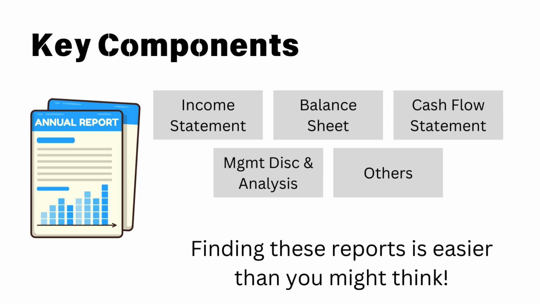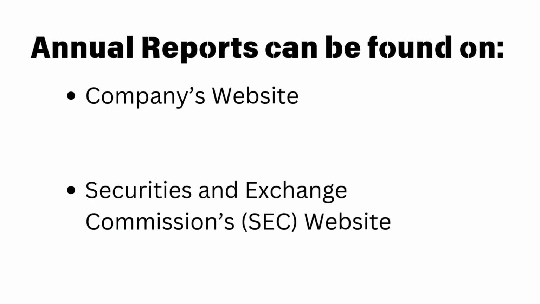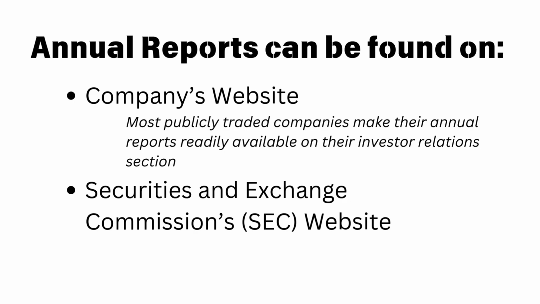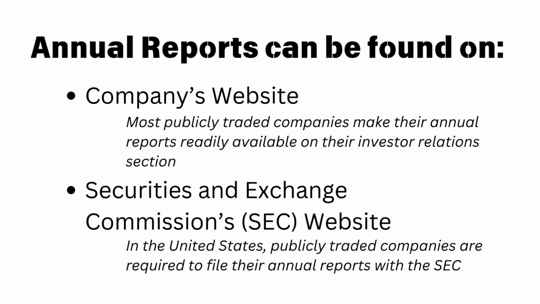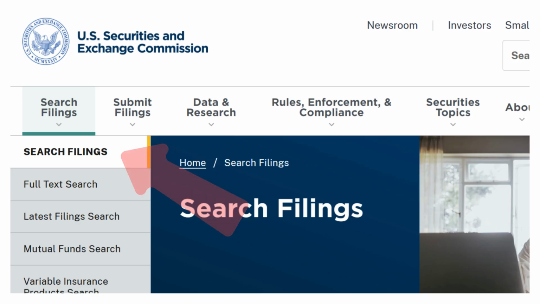Finding these reports is easier than you might think. They can be found on the company's or the Securities and Exchange Commission website. Most publicly traded companies make their annual reports readily available on their investor relations section. In the United States, publicly traded companies are required to file their annual reports with the SEC. You can access these filings directly on the SEC website.